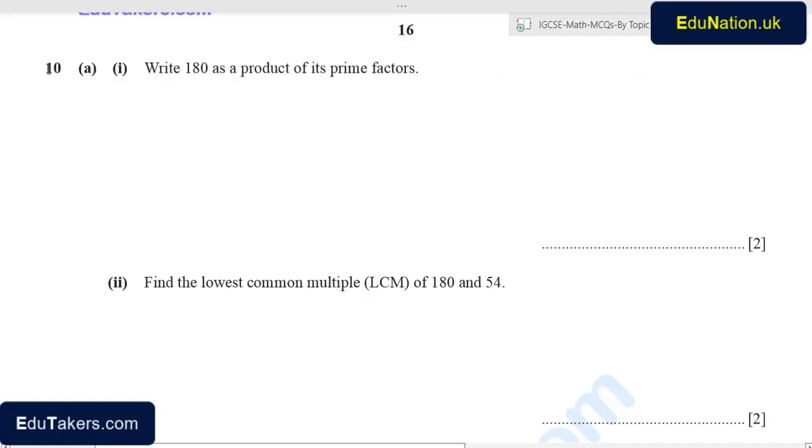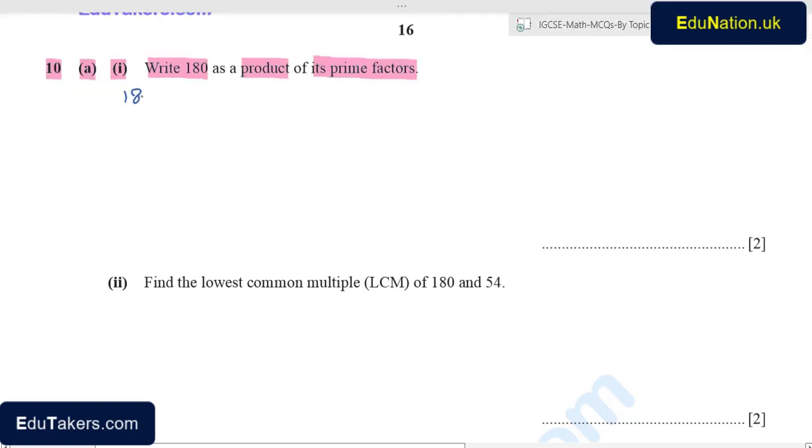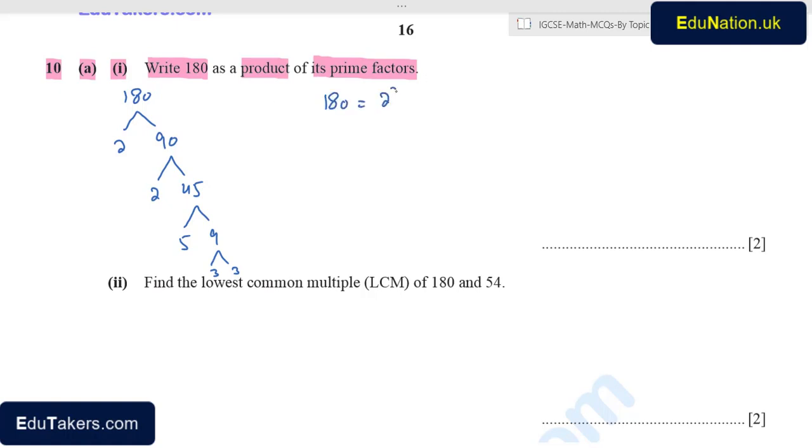Next is question number 10, part A. First is write 180 as a product of its prime factors. 180. This will be 2 and 90, then 2 and 45, then 5 and 9, and then 3, 3. So 180 is equal to 2 square times 5 times 3 square.